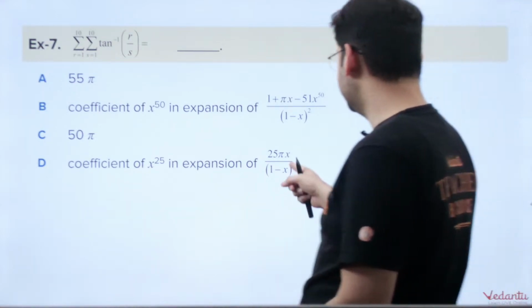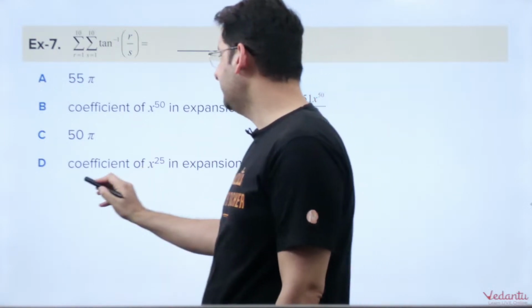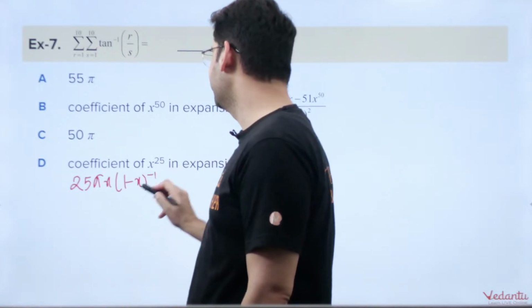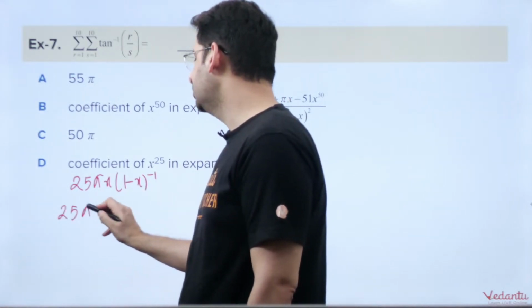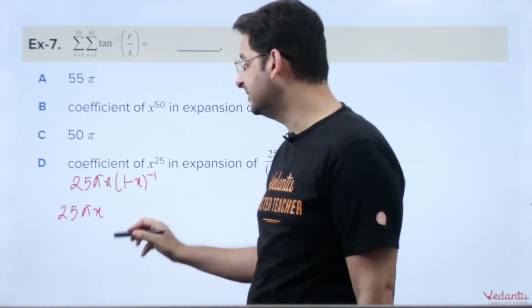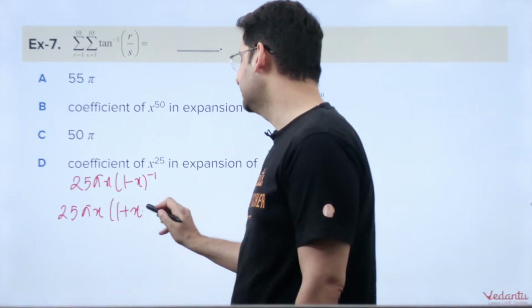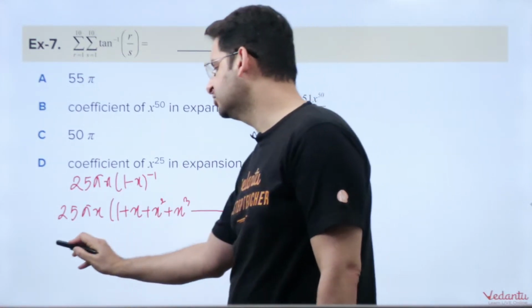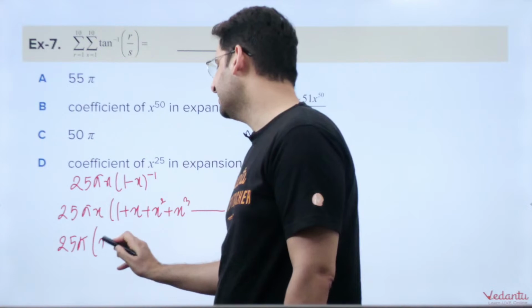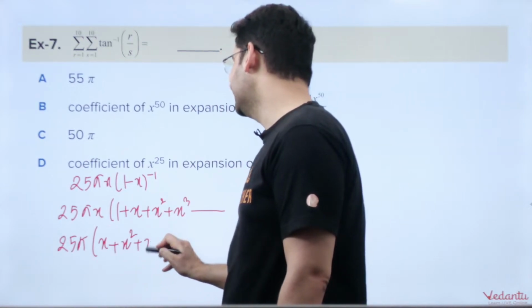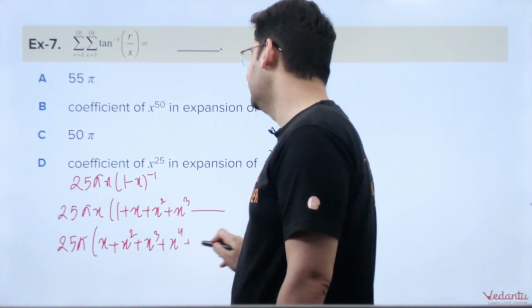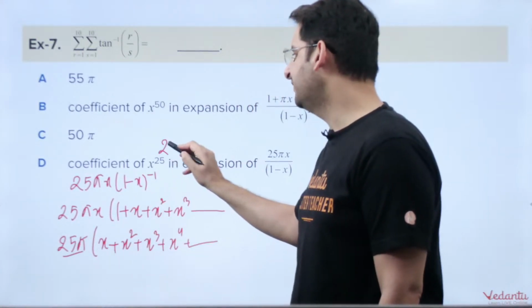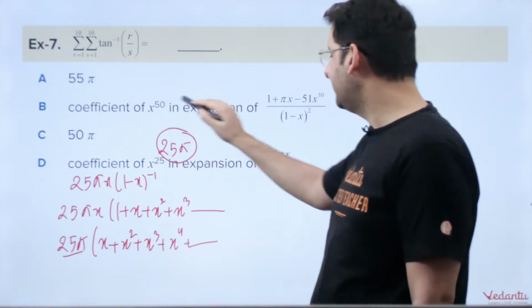By the way, we can find both of these. So 25 pi x into (1 minus x) to the power minus 1. You should know how this expression opens up. This is 1 plus x plus x square plus x cube and so on. So this is going to be 25 pi times (x plus x square plus x cube plus x to the power 4 and so on). So basically every coefficient is 25 pi. So this is actually 25 pi, indirectly given, and likewise we can solve the other.